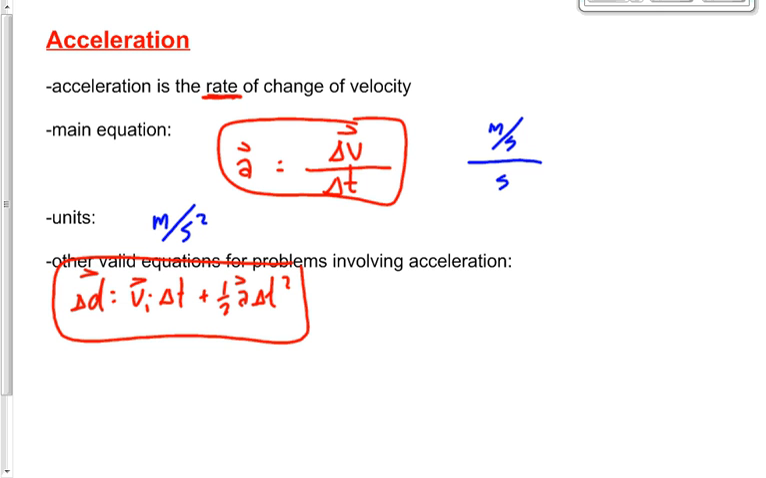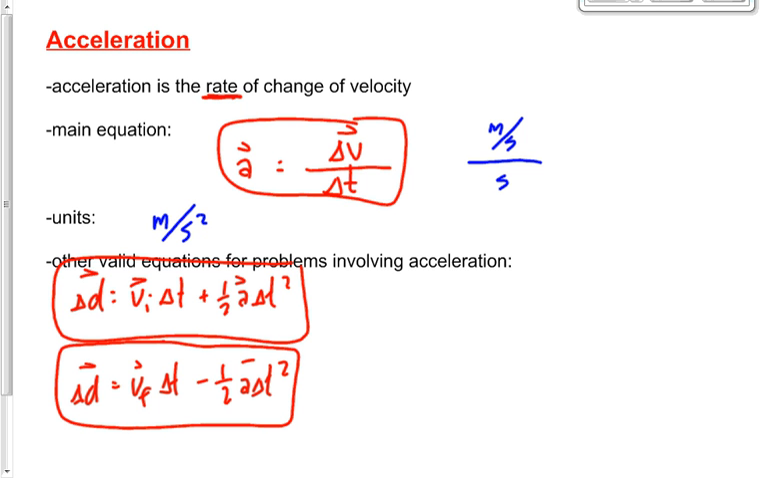There's another one that looks a lot like that. D is equal to VFT minus 1/2 AT squared. All the same variables here. We got a negative instead of a positive. What does VF stand for? That's a little bit different. VI is the initial velocity. VF is the final velocity, right?